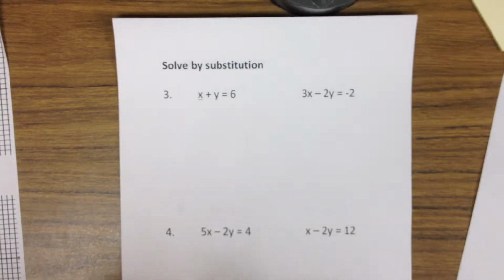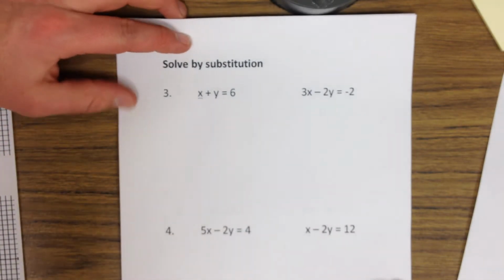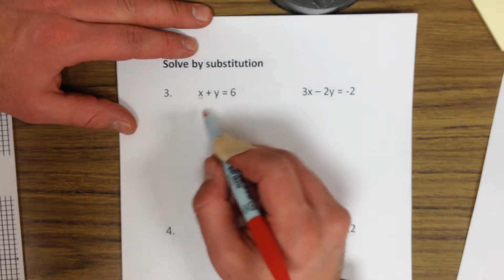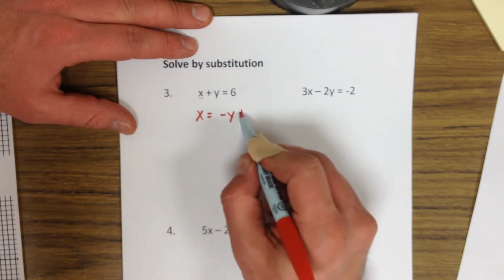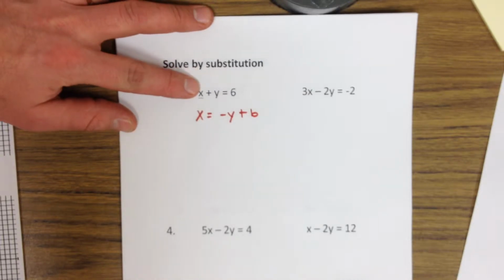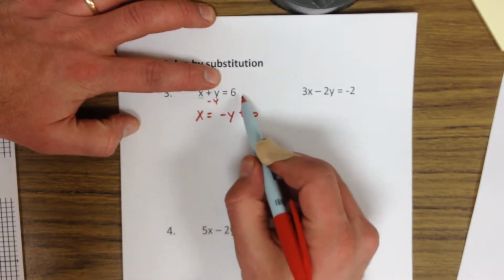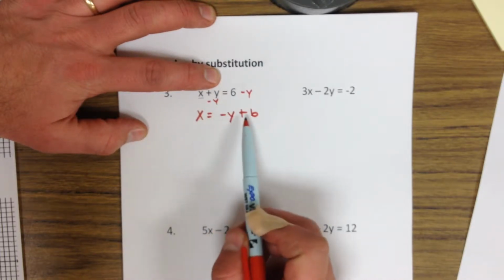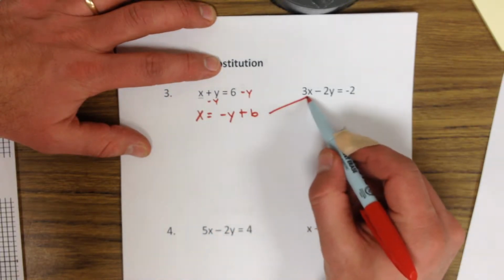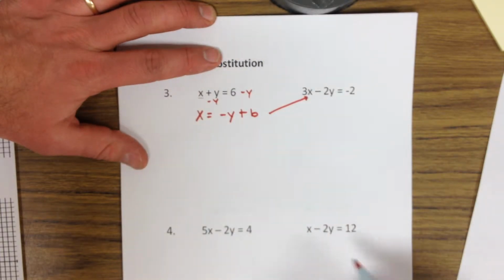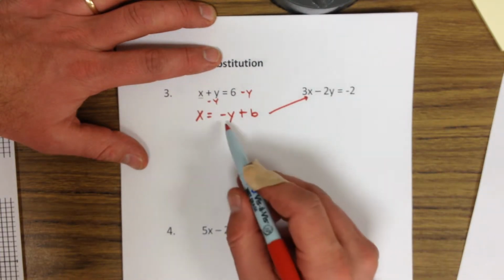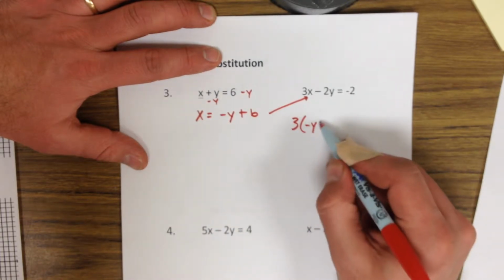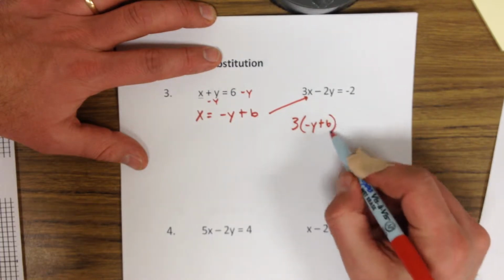Okay, number 3, solve by substitution. So neither of them are set up y or x equals, so just take your pick. This one's going to be very easy to set equal to x by subtracting y from both sides. Alright, so I just wrote the negative y out front because it's going to be easier to plug in. Remember, substitution is just a plug-in problem. So I'm going to plug in negative y plus 6 for x. X is no longer x. It's an expression, negative y plus 6.